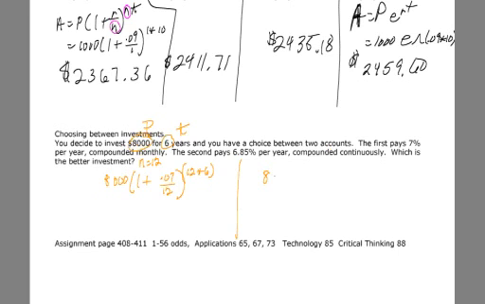If it's done continuously, it'd be 8,000 times E raised to the R, which is 0.0685. Change that rate to a decimal. E to the RT. So that's the R times the T, which would be 6. So this monthly account at 7%, or this continuous account at 0.0685%. You do the math.